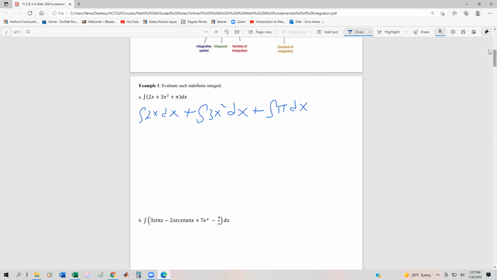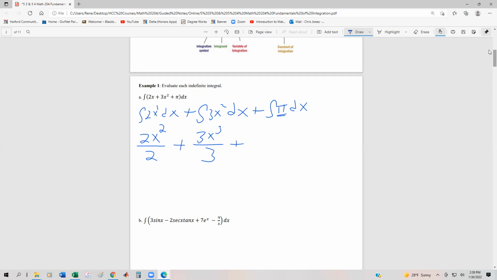Now, what we're going to do is add 1 to the exponent and then divide by that new exponent. So this is going to be 2x to the 1 plus 1, which is 2, and then we're going to divide by 2. All right, so that's the antiderivative. Finding the antiderivative of 3x squared, we're going to add 1 to the exponent. So 2 plus 1 is 3, and then we're going to divide by that new exponent.